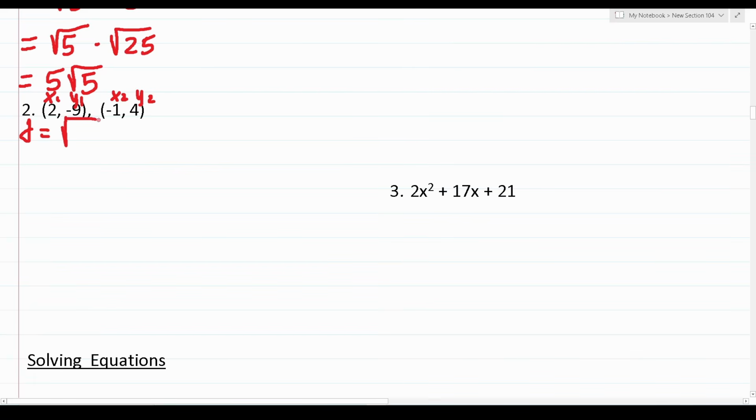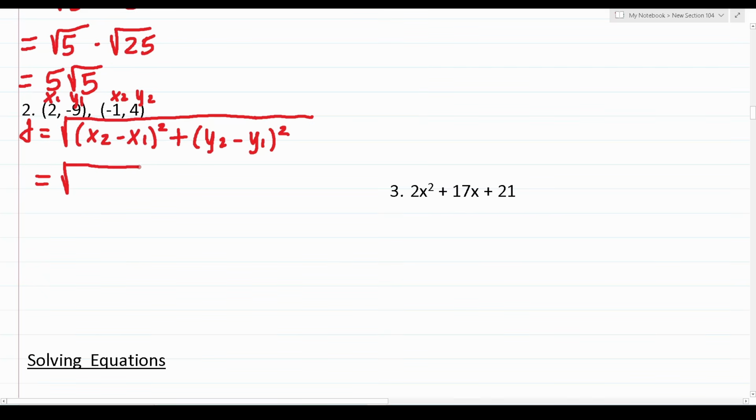equal to the square root of x2 minus x1 squared. That is the horizontal distance between the 2 points on the line, plus y2 minus y1 squared. That is the vertical distance between the 2 points on the line. And we already know what those values are, so all we have to do is plug them in accordingly.